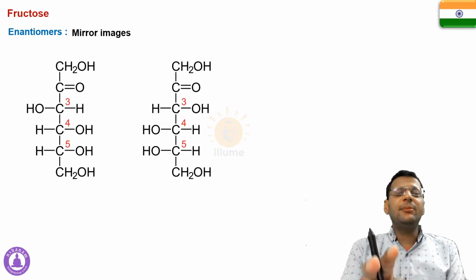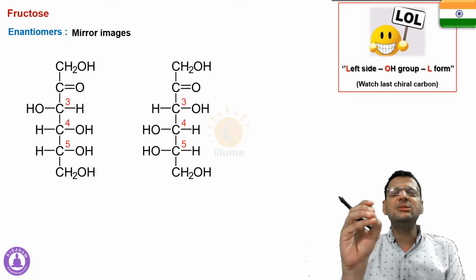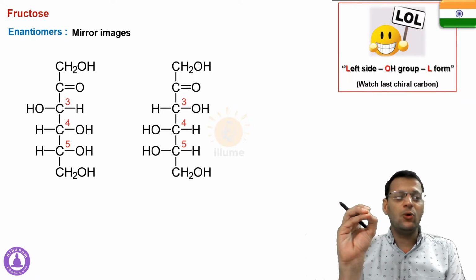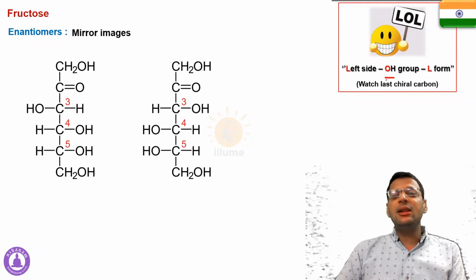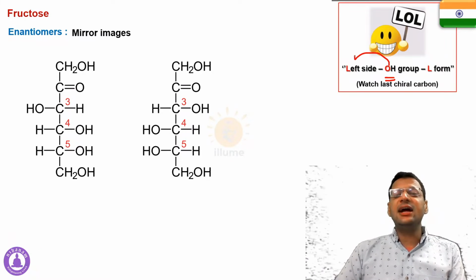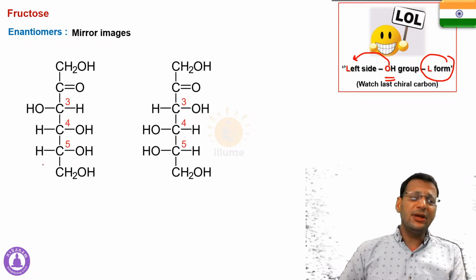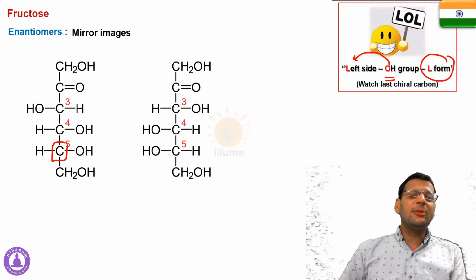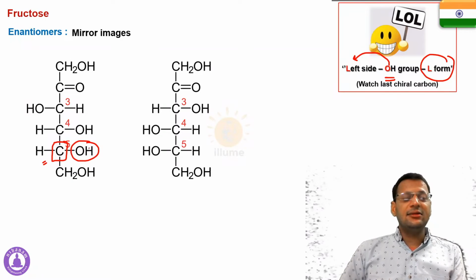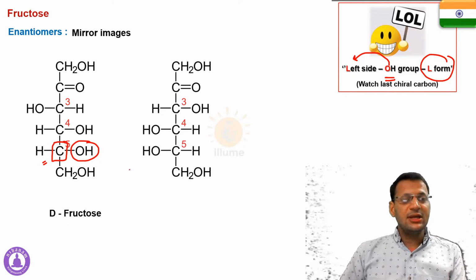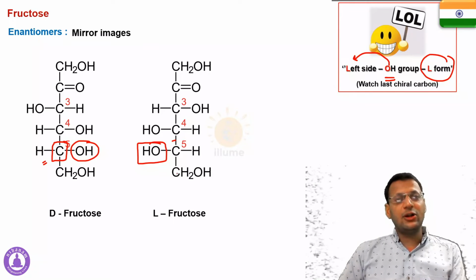Now how to name them, I have already discussed about naming enantiomers. What you have to do, you have to just remember a simple mnemonic known as LOL. If the OH group on the last chiral carbon is on the left side, then such an enantiomer is the L form. Look here, this is the last chiral carbon in the case of fructose. Now in this case OH is on the right side, that means this is the D fructose, and in this case OH is on the left side, that means it is L fructose.